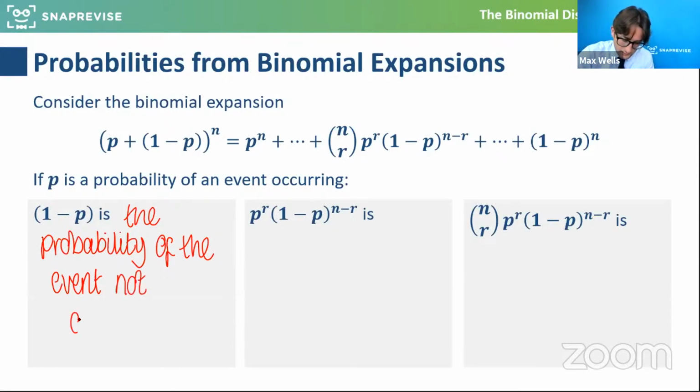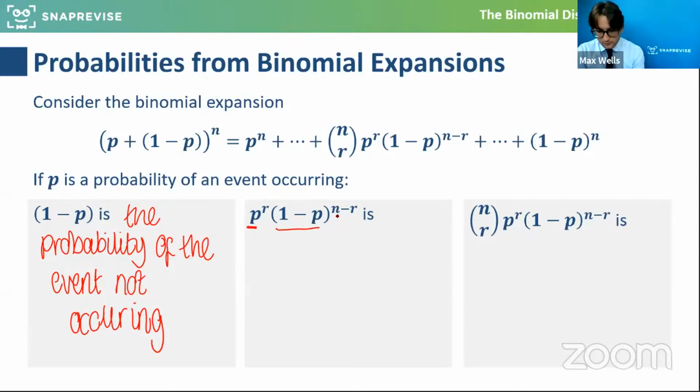Does that sort of make sense? And then I'll break this down and put it in context, and we'll look at some calculations. So is that sort of clear? So that's the probability of the event not occurring, 1 minus p. Lovely.